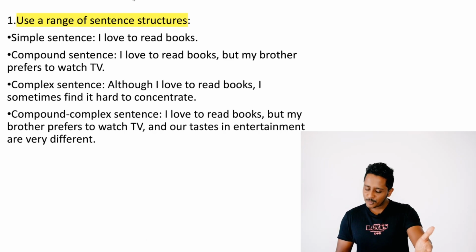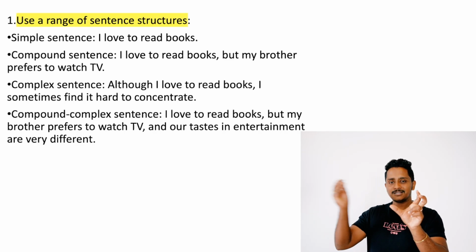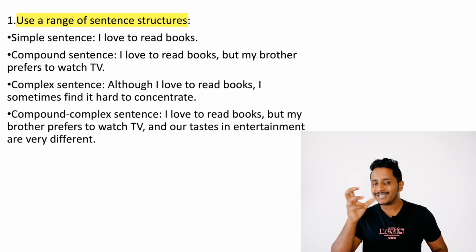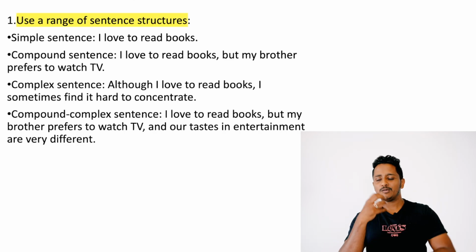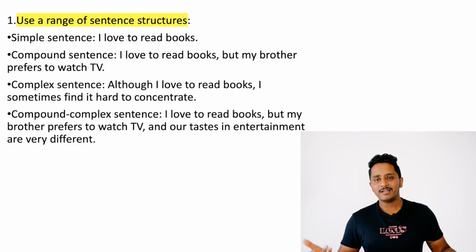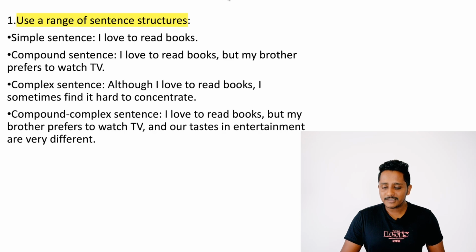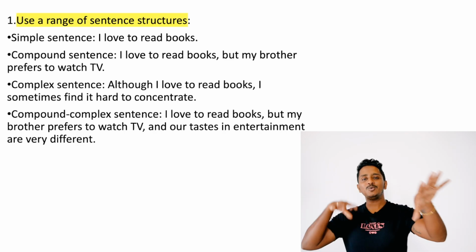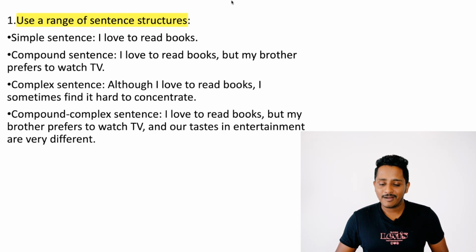So let's talk about simple sentence quickly. I love to read books. A small phrase which doesn't entertain having and, but, so, those things will not come. It's just subject, verb, object. I love reading books. I love to read books. Simple sentence. This compound sentence is compounding, means two simple sentences you merge using a connector called fanboys.